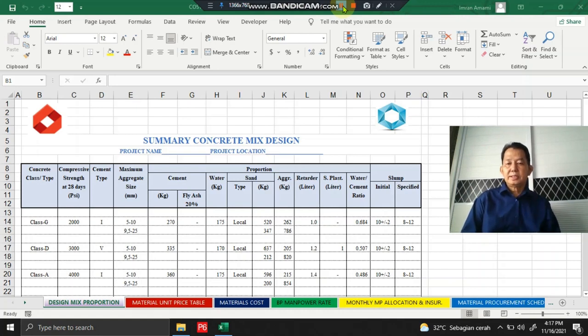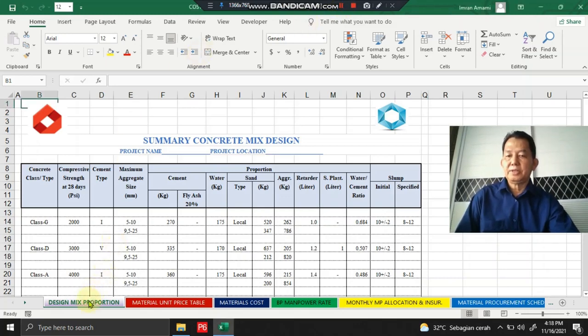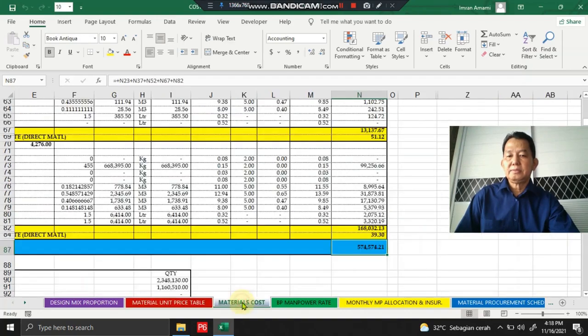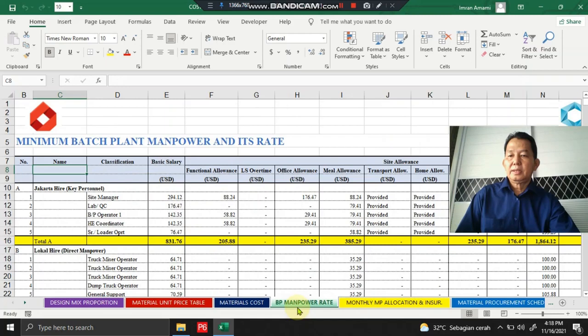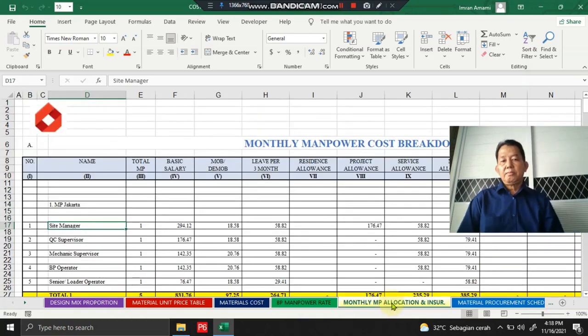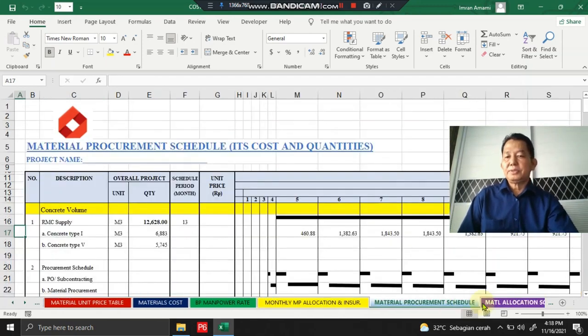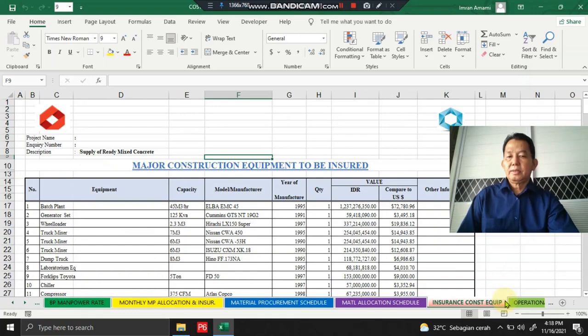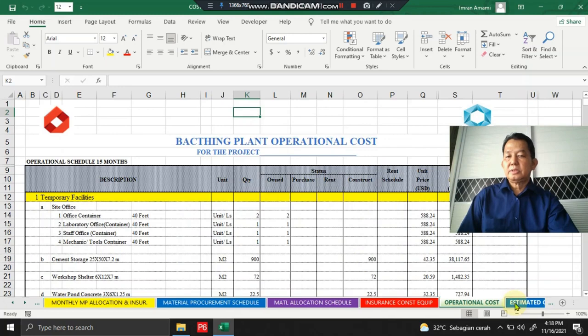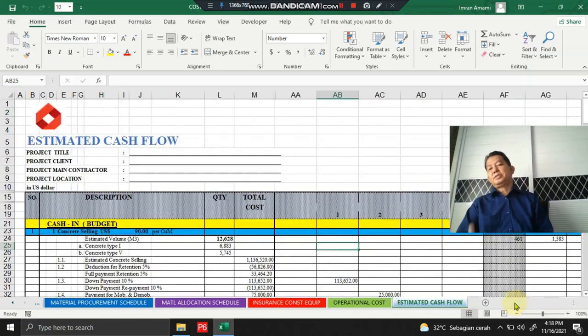Now I would like to discuss how to compose a cash flow for a batching plant operation, for ready mix concrete supply, for construction in the oil and gas field. This program consists of 10 worksheets. It starts from design unit proportion and material unit price table, material cost calculation, minimum base plan and power and its rates, monthly manpower cost breakdown, material procurement schedule, material allocation schedule, major construction equipment insurance costs, batching plant operational costs, and here it is the estimated cash flow.